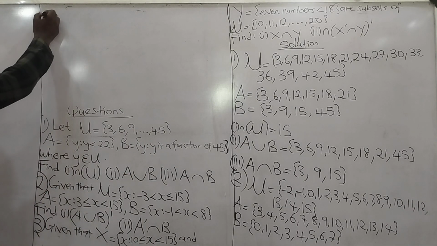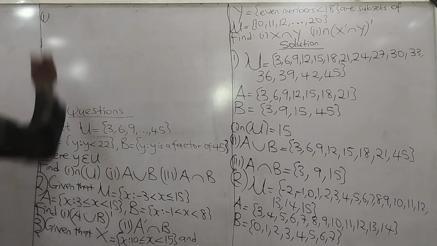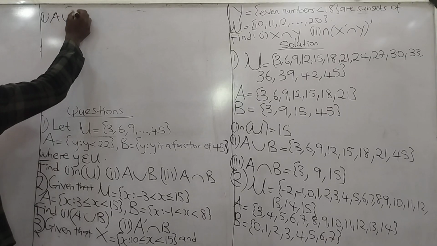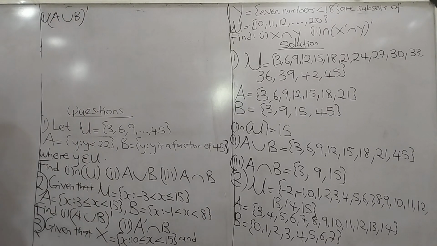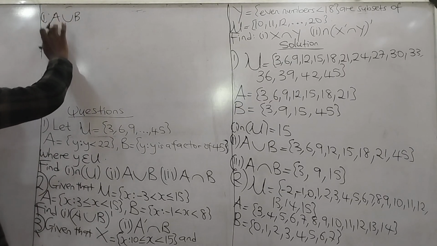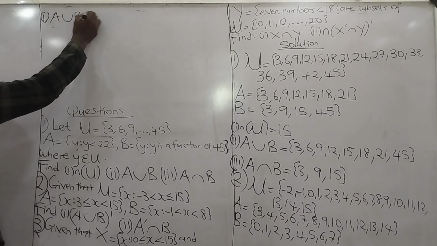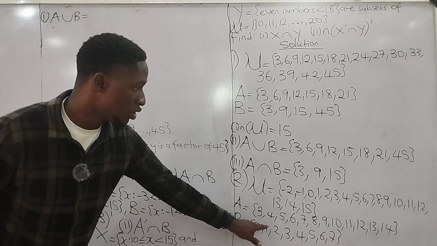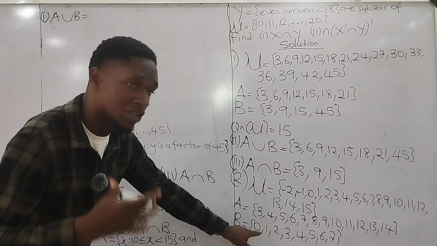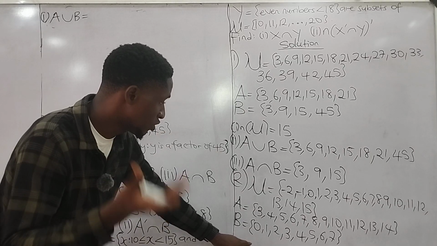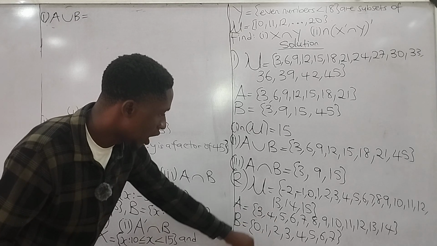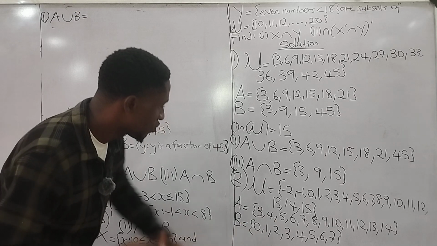Let's go to the question. The first one, they said find A union B, then complements. This thing means complement. First of all, let us get what is inside the bracket first, which is A union B. A union B means the combination of all the elements in A and B without repetition. So let us arrange it in ascending order from the smallest number. So we're looking at the elements in A and B. The smallest in the two sets is 0, followed by 1.